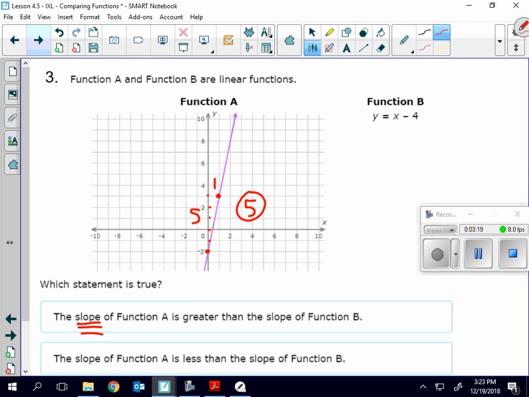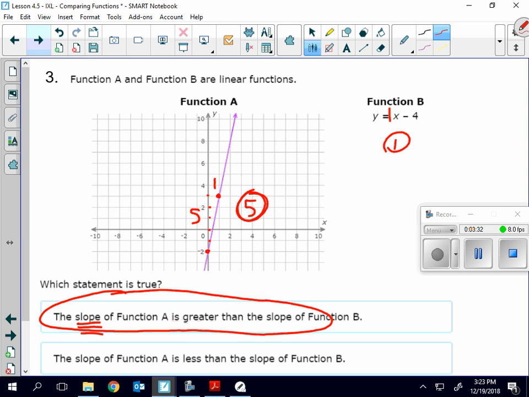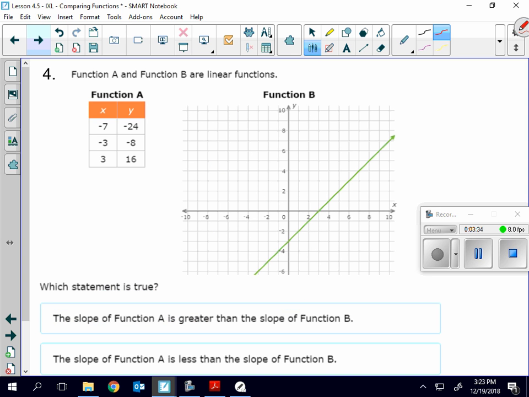And the slope of function B is this number 1 in front of x, so the slope of function B is 1. This time A is greater. Okay, then we're going to look at another one with slope. Okay, we have a table and a graph again. Always pause the video and try it on your own whenever you can, because we have done one like this. And we have function A.